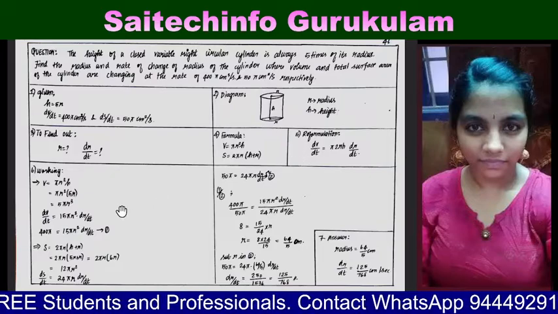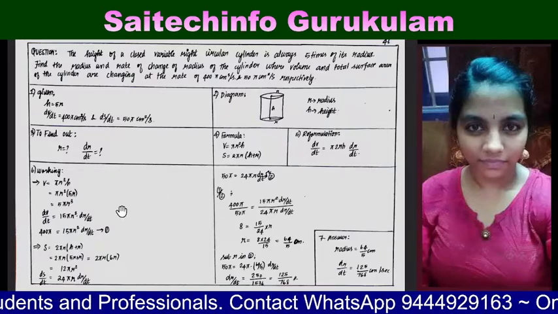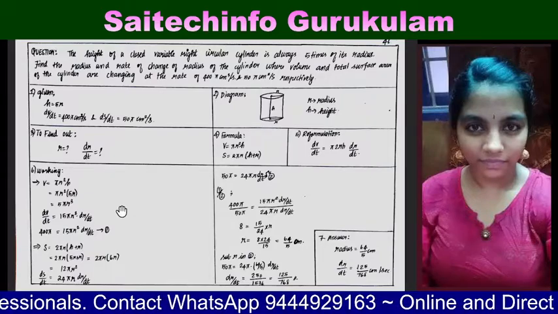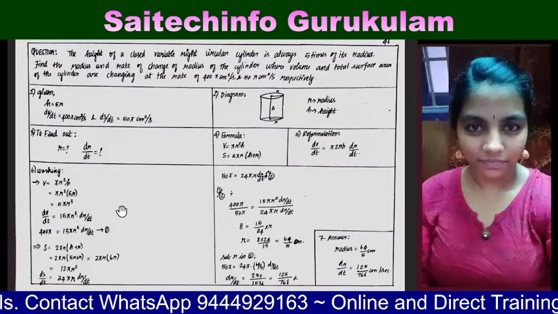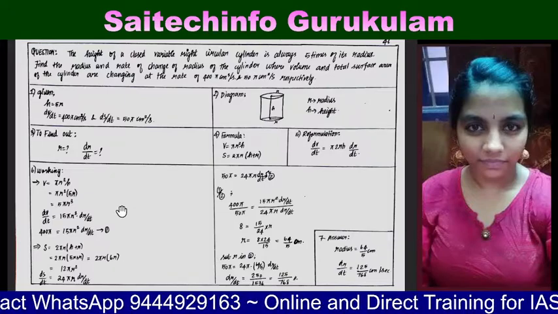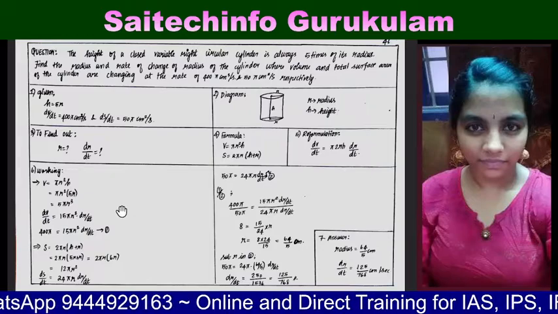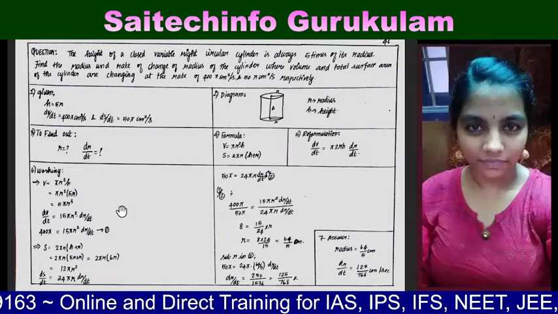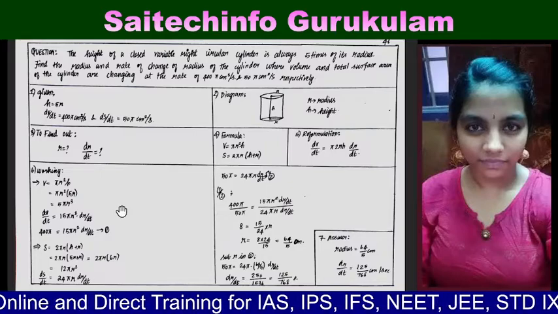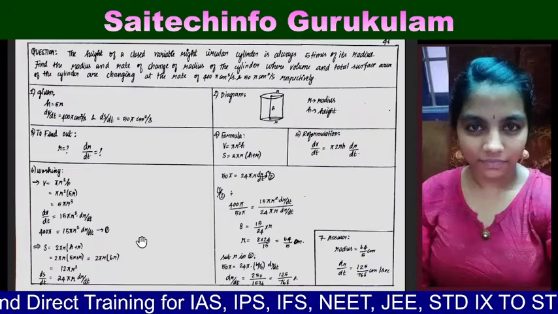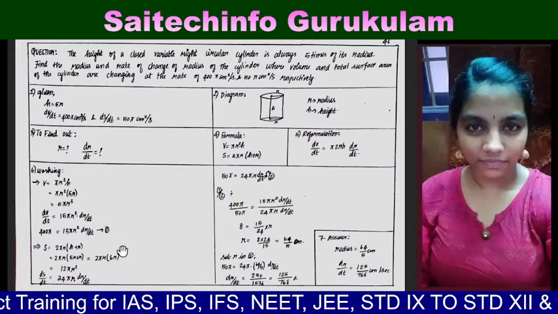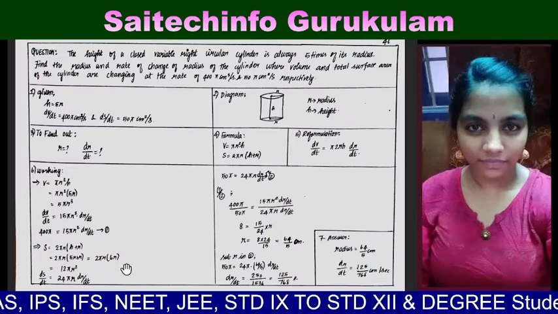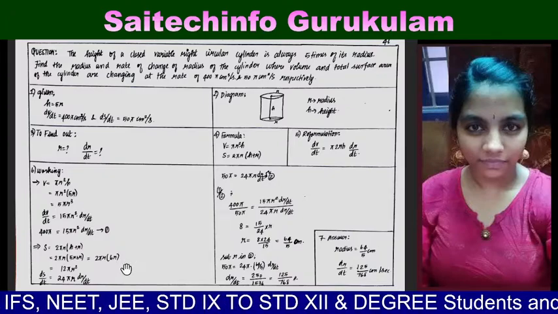So working, I am first proceeding with volume. V is equal to pi r square h. In place of h, we can substitute 5r, which is already given in the question. So pi r square into 5r. On further simplification, we get 5 pi r cube. Now differentiating V, dV by dt equal to 15 pi r square dr by dt. And I am going to substitute the value for dV by dt, that is 400 pi, which is given in the question. 400 pi is equal to 15 pi r square dr by dt. I am taking this as the first equation.